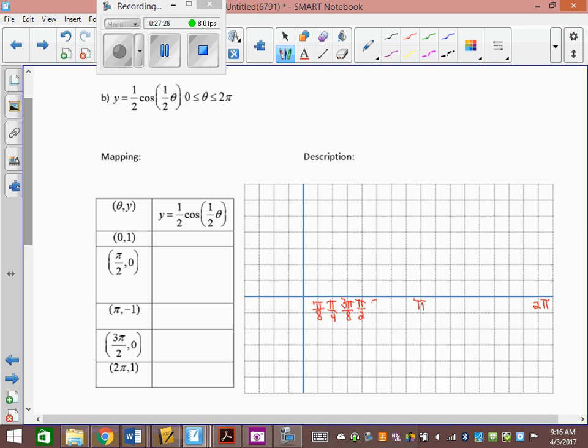And 5 pi over 8. And 6 pi over 8, which is 3 pi over 4. Then 7 pi over 8. Then 8 pi over 8, which is pi. Then 9 pi over 8. Then 10 pi over 8, which is 5 pi over 4. Then 11 pi over 8, etc. Okay?